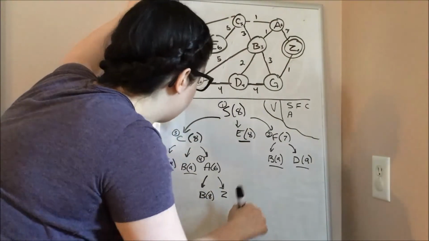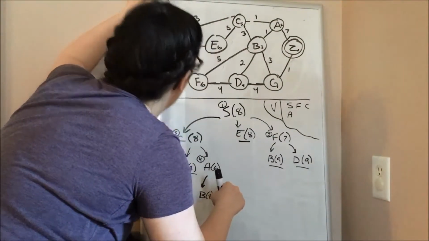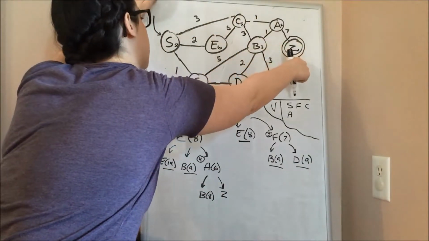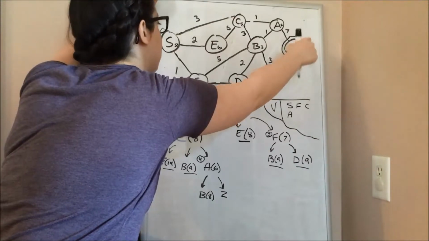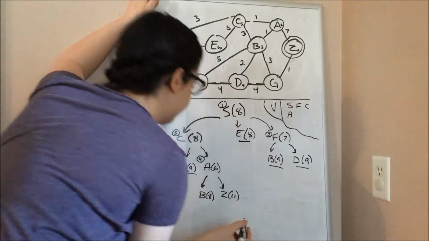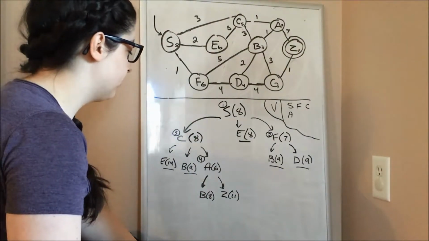Okay, and then with Z, the path is 3 plus 1 plus 7, which is 11, plus the heuristic value at Z, which is 0, so Z is going to get an 11. Okay, cool.